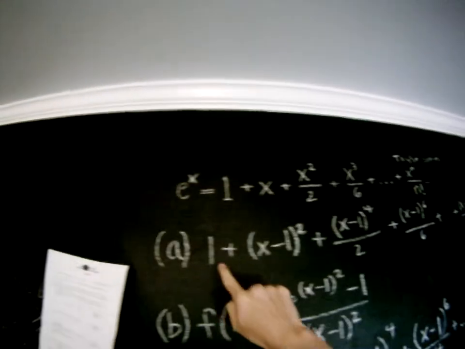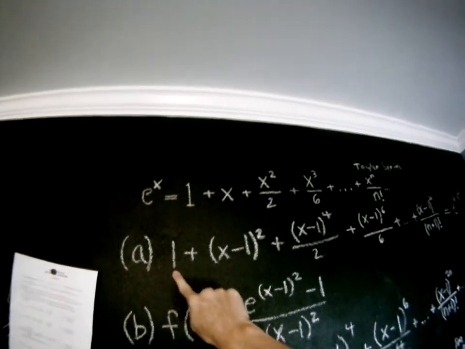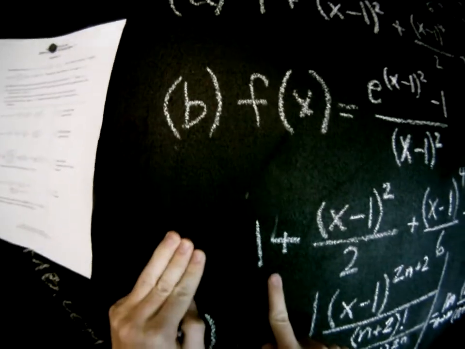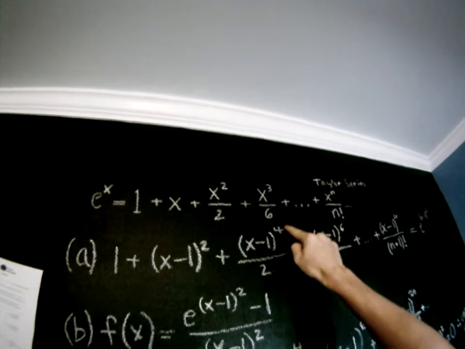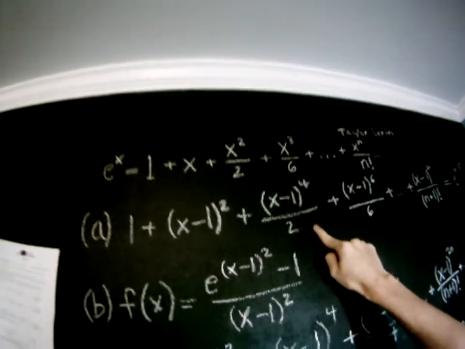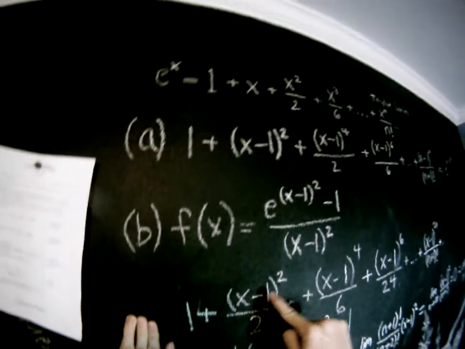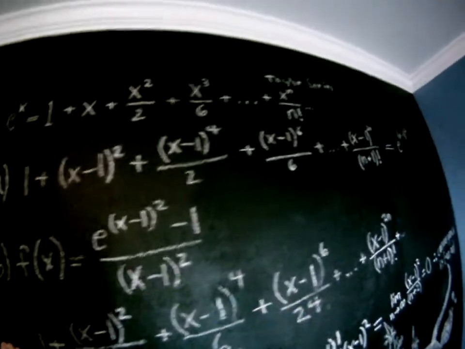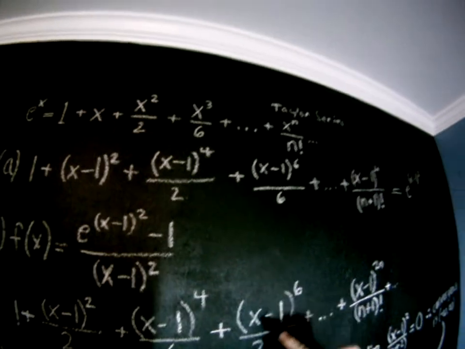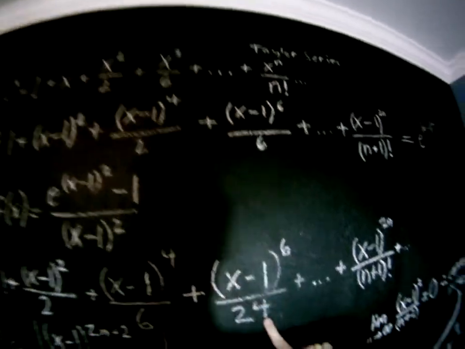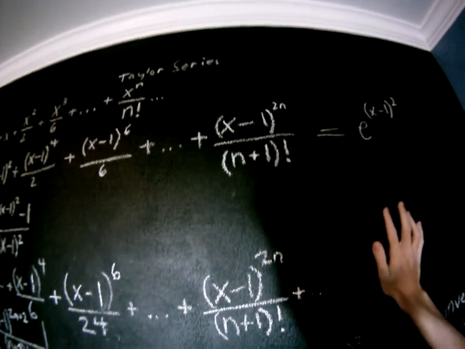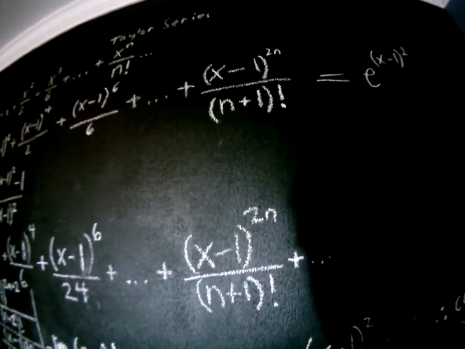When you subtract 1, that gets rid of that one. Now if you divide every term by (x-1)^2, that becomes this one. And (x-1) to the fourth over 2 divided by (x-1)^2 will give you (x-1)^2 over 2. The next one will give you (x-1) to the fourth over 6. The next one, (x-1) to the 6 over 24. And that gives you the general term of (x-1) to the 2n over (n+1) factorial.